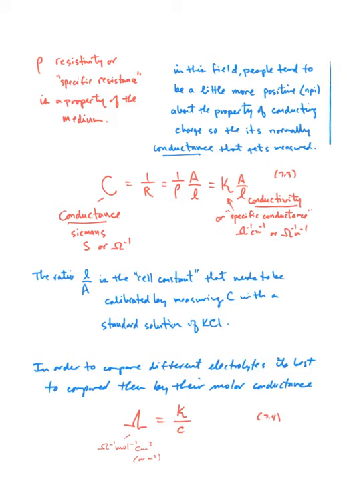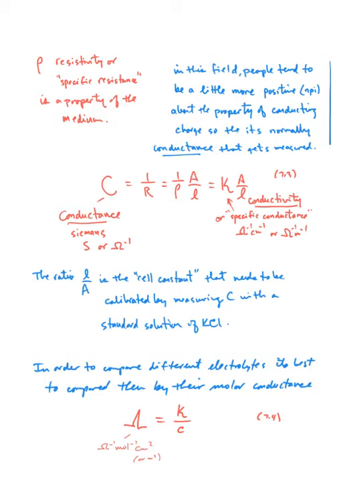In the field of electrochemistry, people tend to be a little bit more positive, no pun intended, about the properties of conducting charges. So it's normally conductance that gets measured, not resistance. That seems kind of negative. So I string together the equivalences here. Usually you have a conductance meter, although we often call it a conductivity meter, and you can see that there's some confusion there. You really have to be careful with what letters and what units you're using.